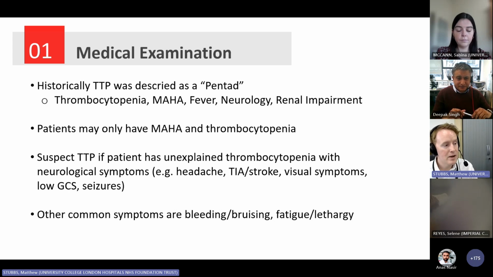I mentioned earlier, and I'll reiterate, it's important to suspect TTP if there's unexplained thrombocytopenia in the presence of neurological symptoms, particularly stroke, TIA, visual symptoms, and low GCS. This should be a clue in the laboratory if these features are included on the blood request form. That would point a strong suspicion towards TTP. Patients may equally present with other features such as bleeding, bruising, fatigue, lethargy or confusion.